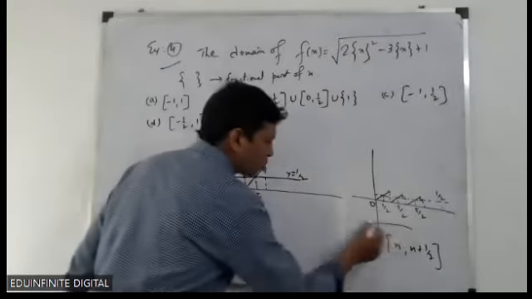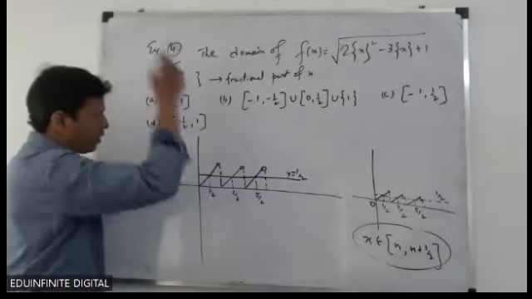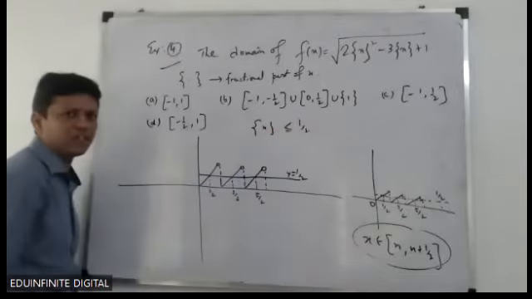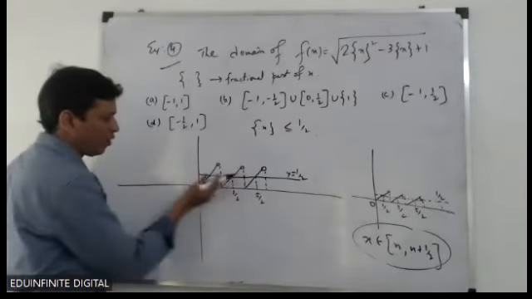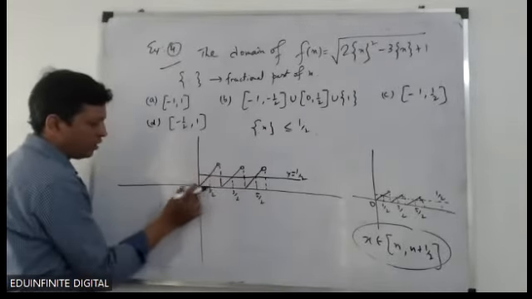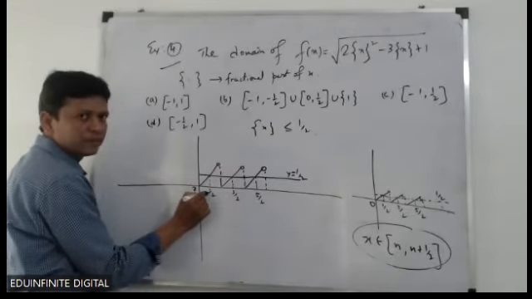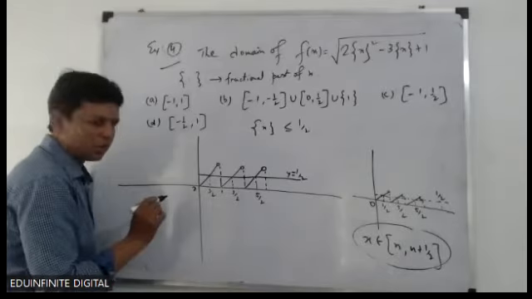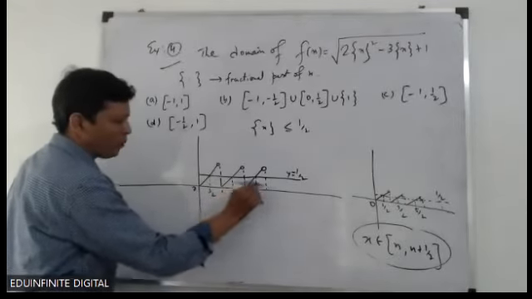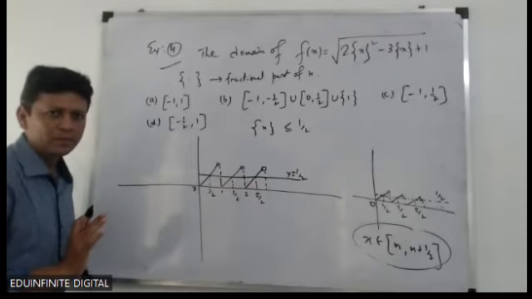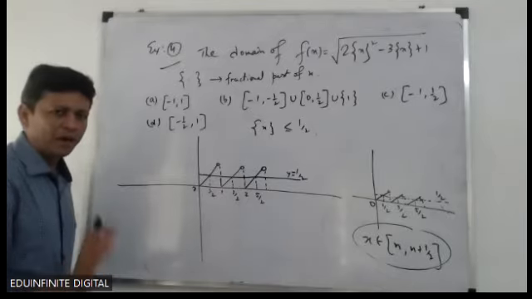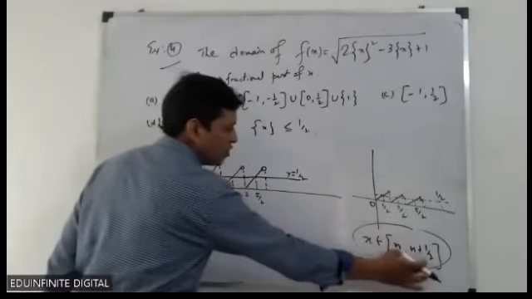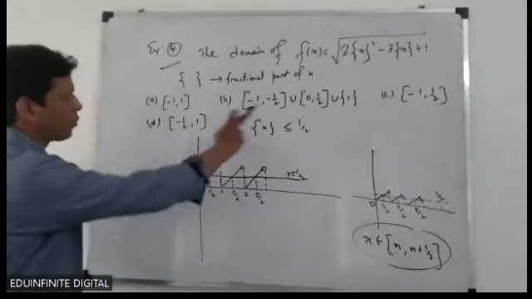That is, x belongs to. Now the question is, according to our calculation, the fractional part of x is less than or equal to half. This is the y equal to half line. So this portion, that means 0 to half, this is 1 to 3 by 2, 2 to 5 by 2. Can you get that? Have you understood? Yes sir. So x belongs to this. This is your domain. Now check your option.